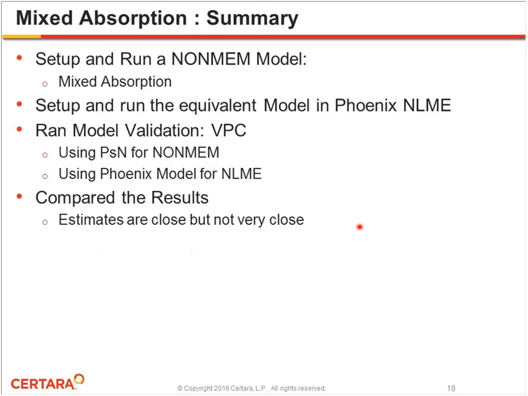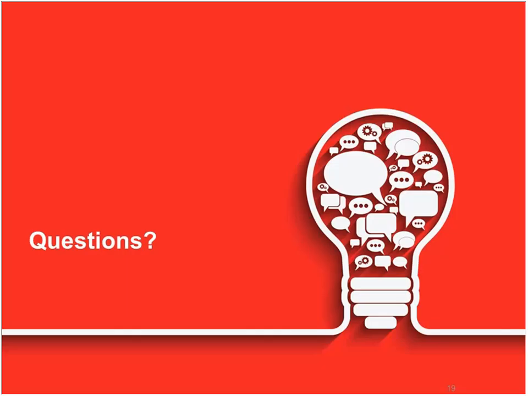So that leaves me with the summary slide. Today we've shown how to set up and run a NONMEM model for a quite complex and difficult data set of mixed absorption. I showed you how to set up and run this with NONMEM and Phoenix NLME, and also how to run visual predictive checks for both models. We compared the results, and the estimates are close, but not too close, and this needs further work on getting better fits. With that, I'm at the end of my presentation, so moving to the Q&A session.